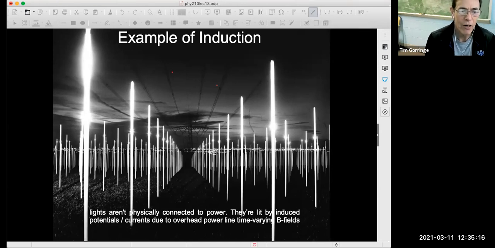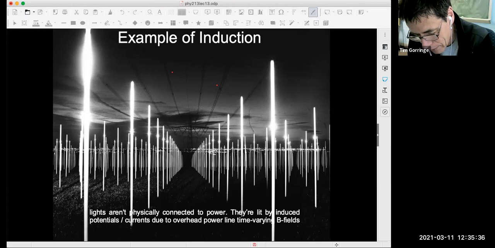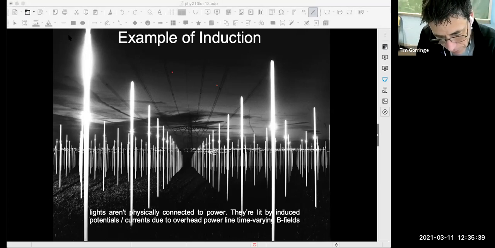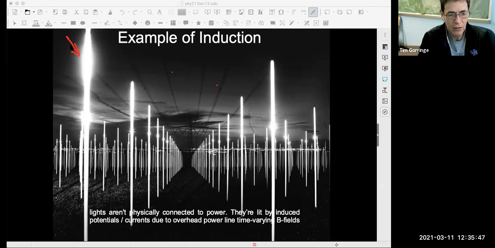Okay, this is a really great picture too that nicely illustrates electromagnetic induction, nicely illustrates this sort of new phenomena in electricity and magnetism. In this picture, let me get the pen going. These lights are fluorescent lights, like you might have in an office or in a kitchen or something like that. The interesting thing about this array of fluorescent lights is that they are not connected to power.